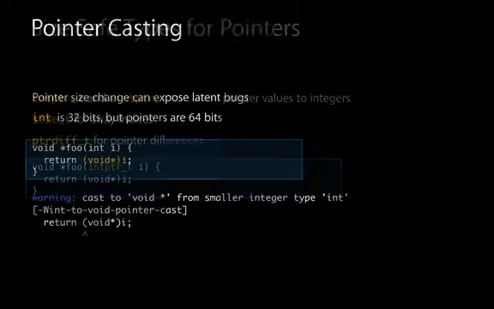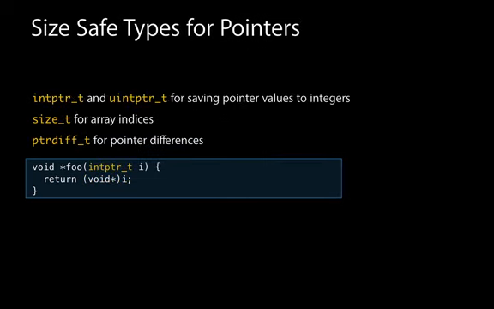To address this, we use the C language typedefs that are 64 and 32-bit clean, where we say we want a signed integer or an unsigned integer that is an appropriate type for saving a pointer value, for indexing into an array, or for comparing the differences between two pointers. For example, if we modify our previous code, we simply use the intptr_t type, which when we're compiling for 32-bit iOS will be a 32-bit signed integer, and for 64-bit iOS will be a 64-bit signed integer.